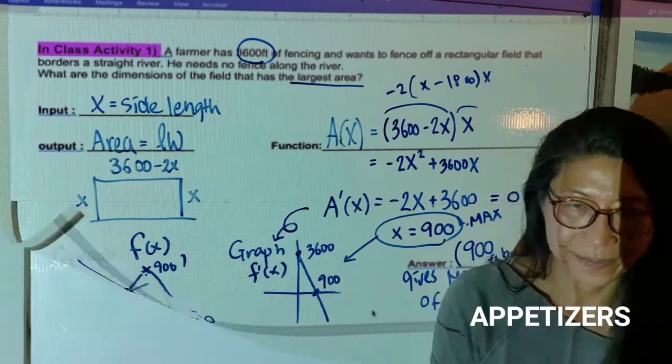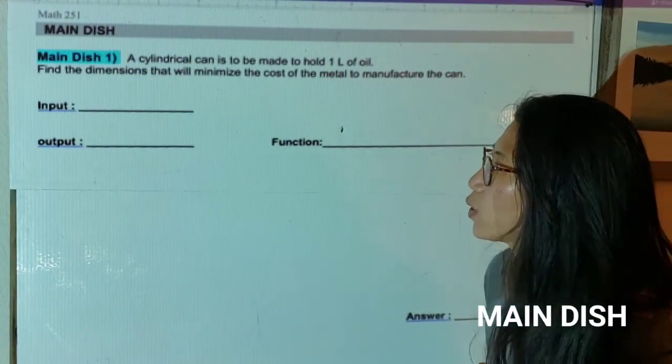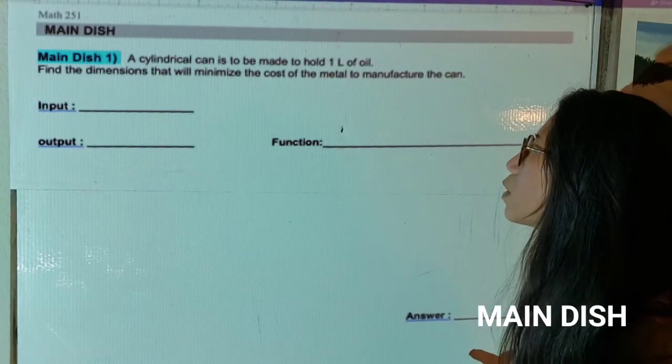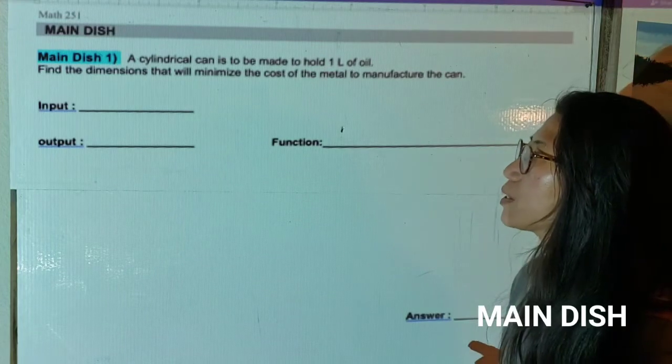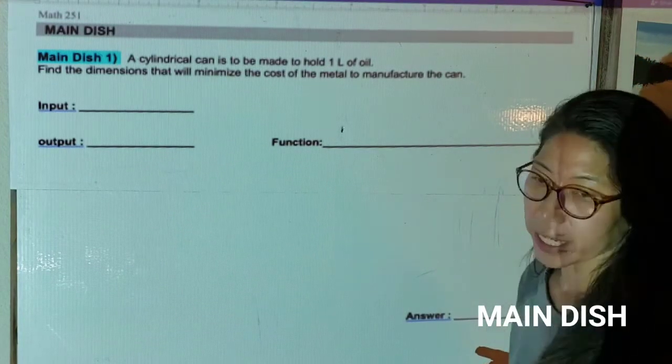Let's continue. Okay, class. So now we're going to do the main dish, and let's look at the question here. We have a cylindrical can that is to be made to hold 1 liter of oil. Find the dimensions that will minimize the cost of the metal to manufacture the can.